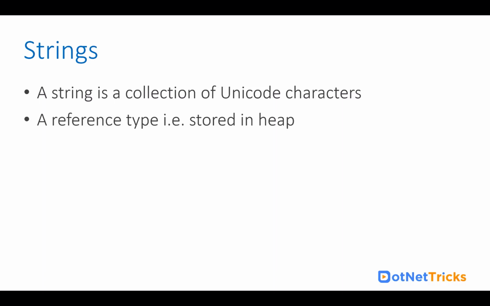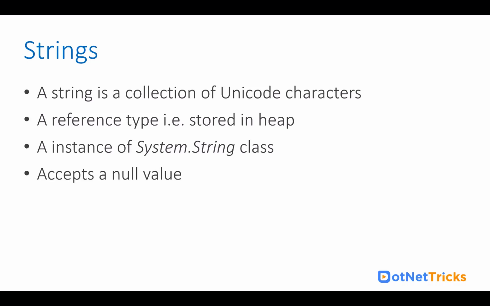It is a reference type. It means it is going to be stored in the heap. It is an instance of the System.String class. So in C Sharp there is a string class, and it is an instance of the string class. It accepts a null value as well.